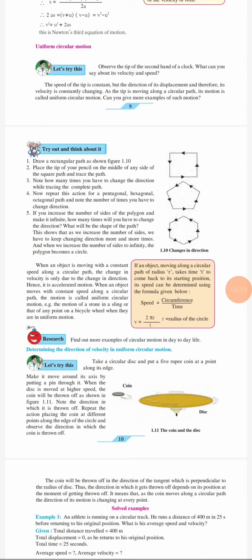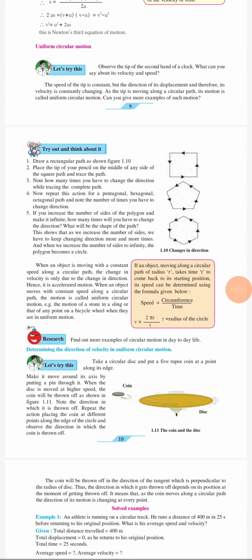Whatever object moves along a circular path of radius r takes a time interval t, rotating and coming back to the initial position. So if an object moves along a circular path of radius r and takes time t to go from the starting point back to the initial position, then speed equals circumference divided by time. Is it possible to measure the circle's distance with a scale? The circle's distance we have to measure with the circumference, which is 2 pi r. So in the case of circular motion, we should know the radius.